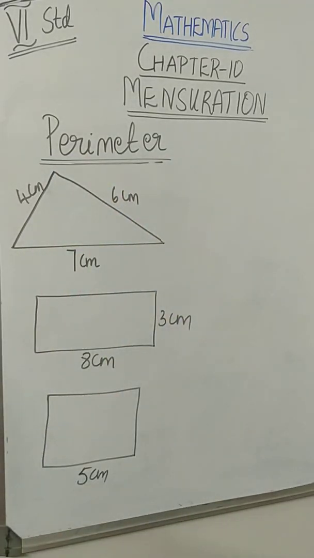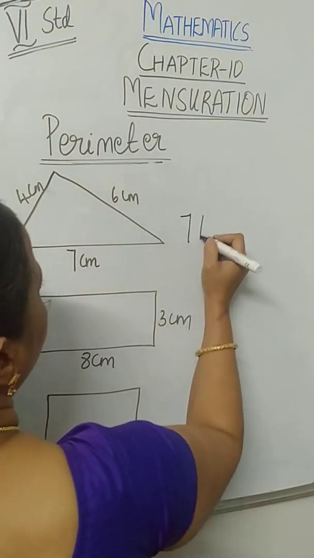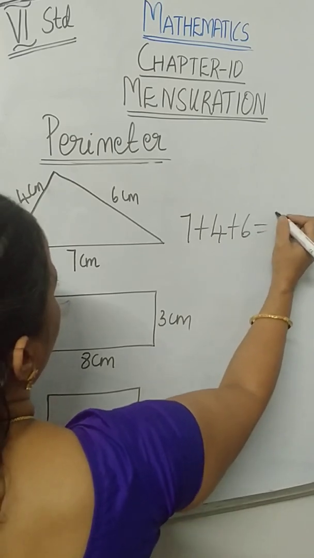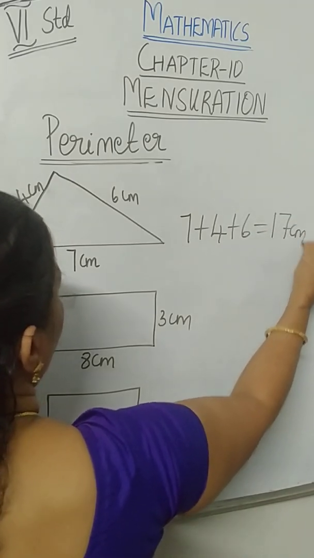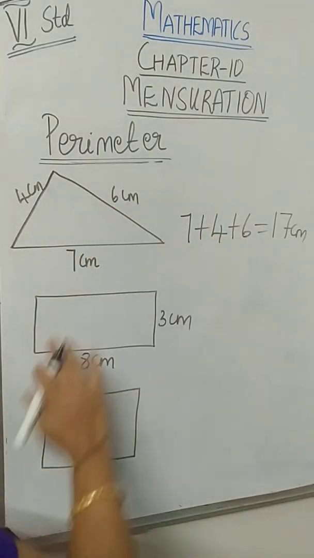What is the perimeter of this triangle? It is just addition of all the sides. That is 7 plus 4 plus 6. It is 17 centimeter. Perimeter of this triangle is 17 centimeter.